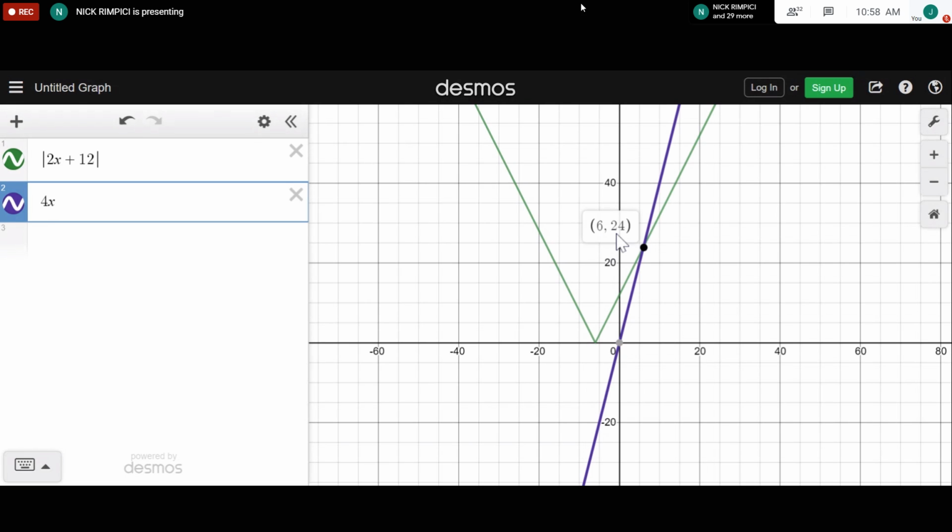Okay. I don't care about 24, because 24 is a y value. I only care about the x value. So I'm trying to solve for x. So the only number that's relevant here is 6. So 6 is the answer. Okay. It's the only answer.